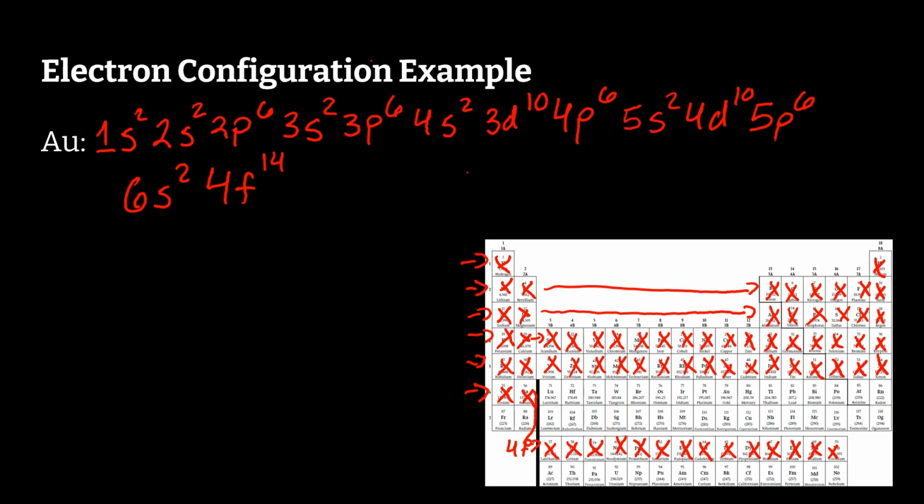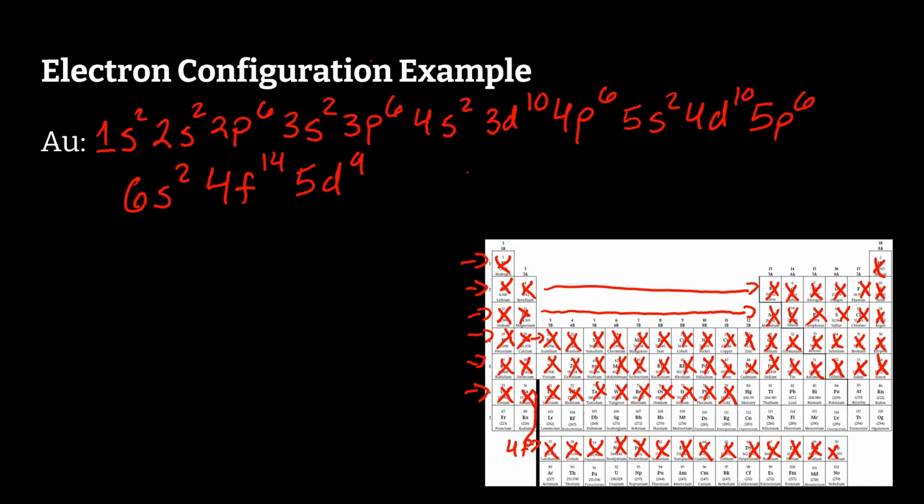Now, going into the D block, we're still reducing the original row number by 1. So this is going to be our 5D. And then looking at our number of electrons in order to get to our Au, our gold, this will be 9. So 5D9. And that is going to be how we look at the electron configuration for gold.